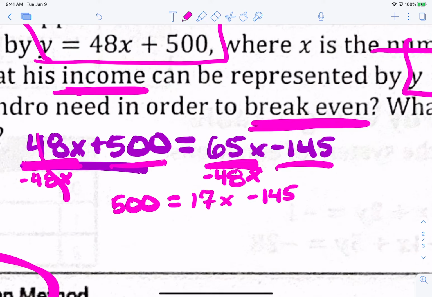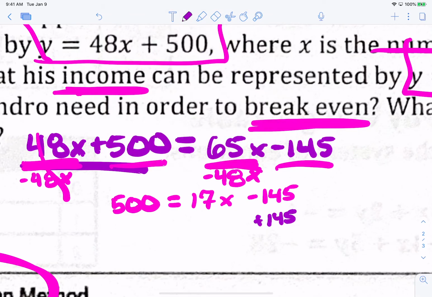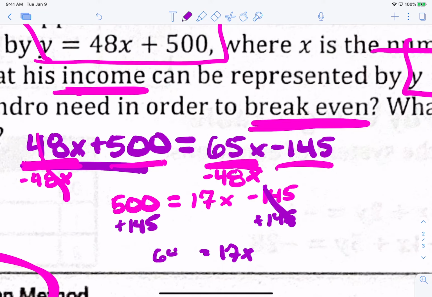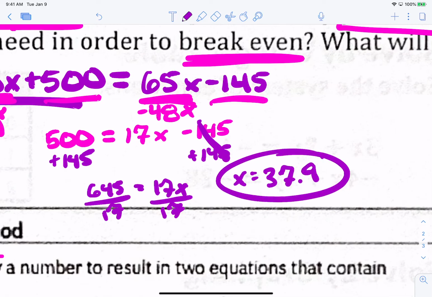Okay, then what? Add the 145. I want to add 145. So 17x equals 645. And then divide by 17. And x is equal to, what's 37.9. That's what you got? 645 divided by 17. Are you sure? Yeah. Okay. X is 37.9. Am I done?